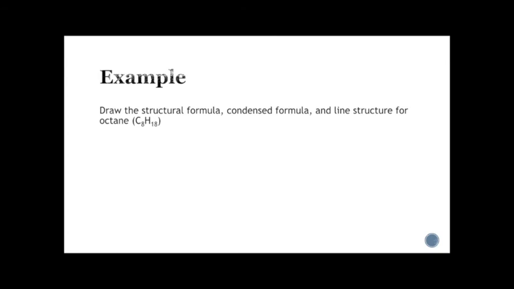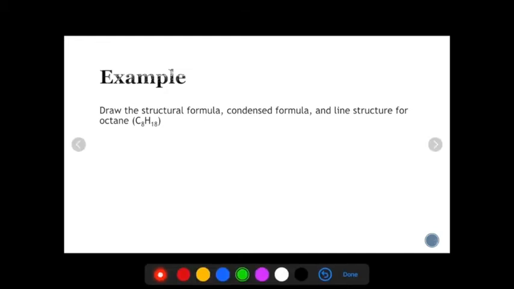Okay, so we're going to do an example. Draw the structural formula, condensed formula, and the line structure for octane. Okay, octane has 8 carbon, so we're going to start with the structural formula. Okay, we're going to do blue. So I'm going to write 8 carbons. 5, 6, 7, 8. Okay, then we're going to put the hydrogens in.